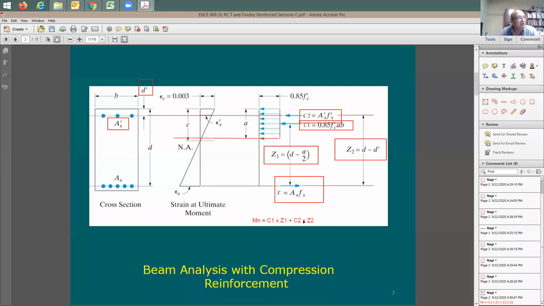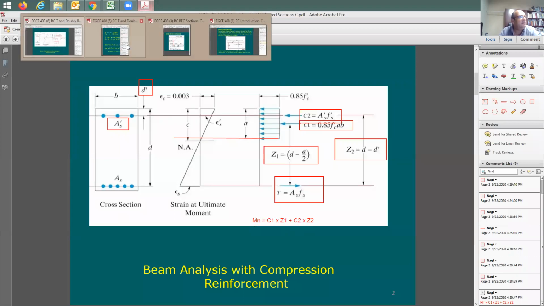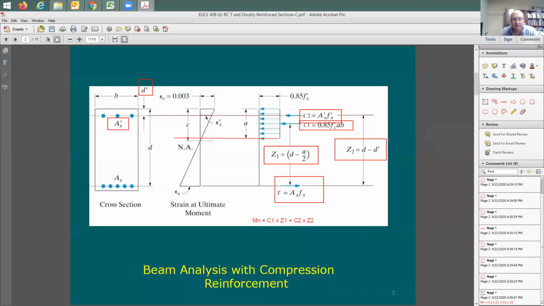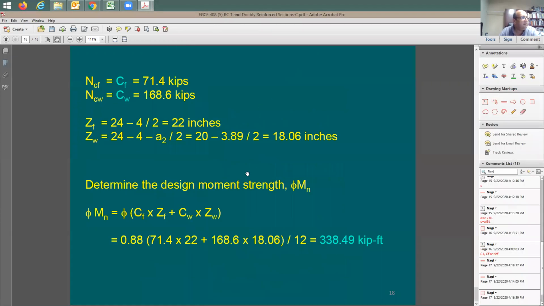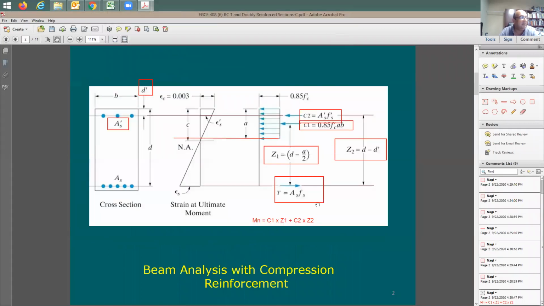This is very similar to the equation I used for the T section from here. Same equation: C times Z plus C times Z. And then at the end, of course, for the phi factor, you just multiply by the phi factor. At the end of the analysis, I'm going to have two compression forces and two Z distances, so I need to multiply Z times C. That's it. Any questions at this point?